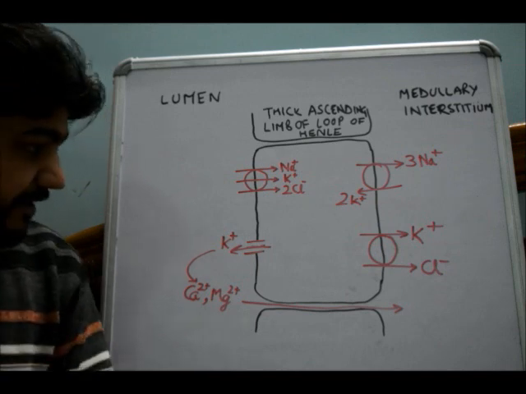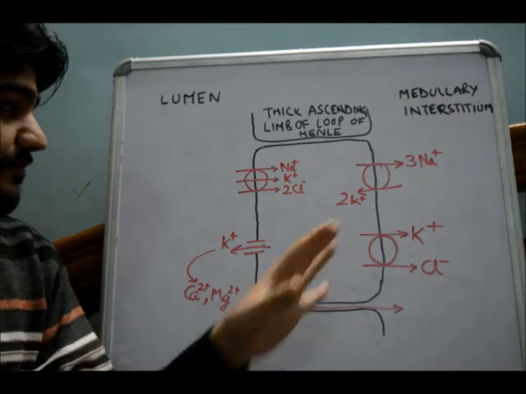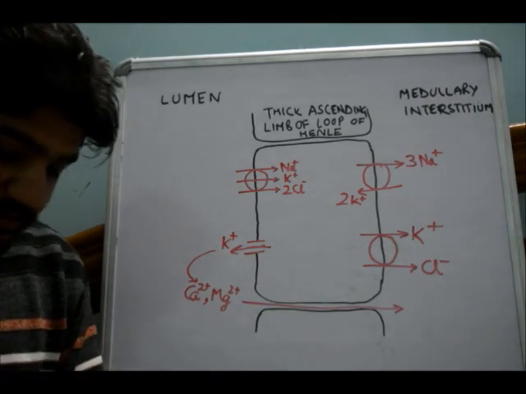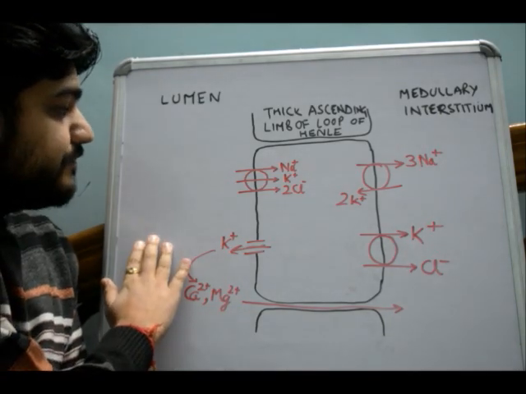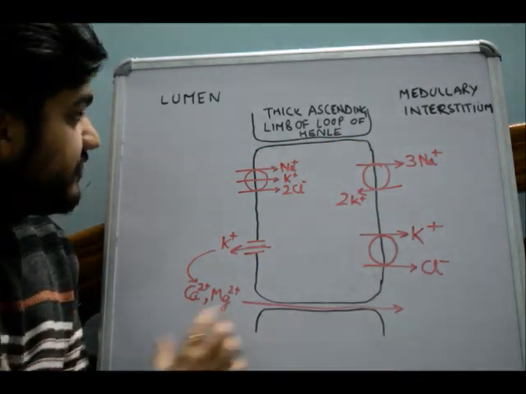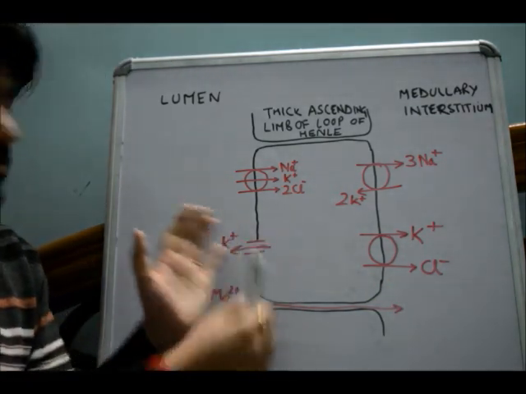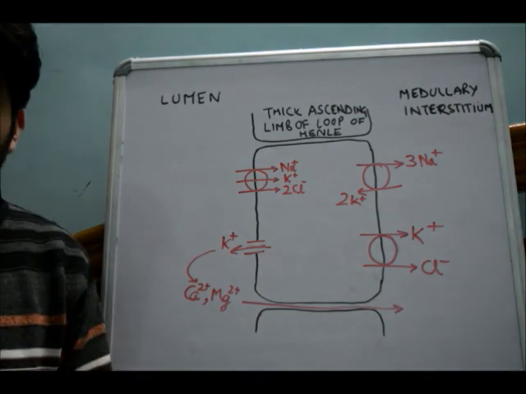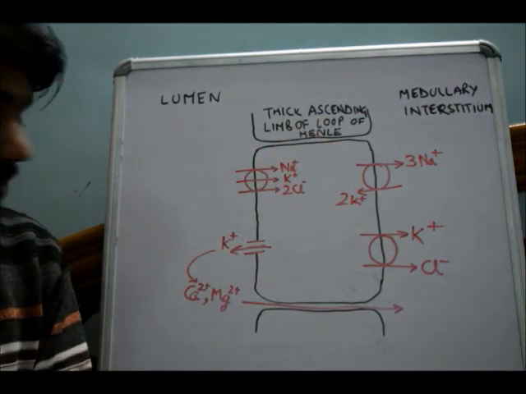I'll tell you about that, but before that I'll be telling you the mechanisms which are present here. As you can see, this is the luminal side, these are the cells which are lining this lumen, and then there is the medullary interstitium, since this part lies in the medulla, and this is the thick ascending limb of loop of Henle.